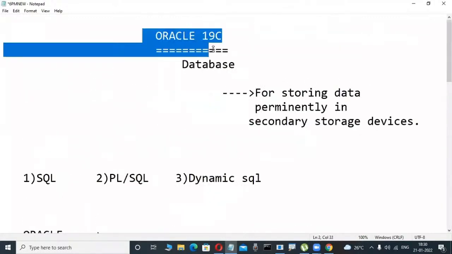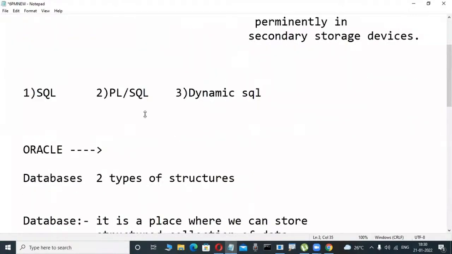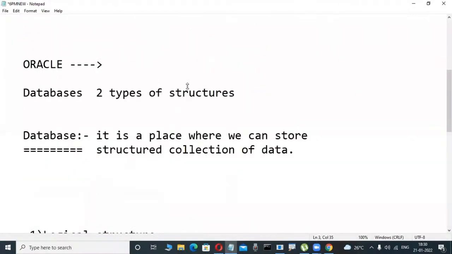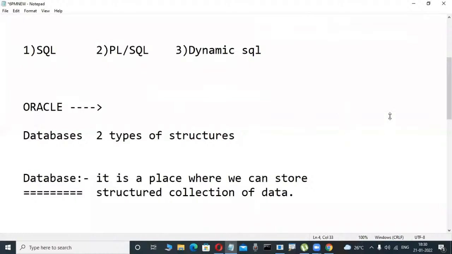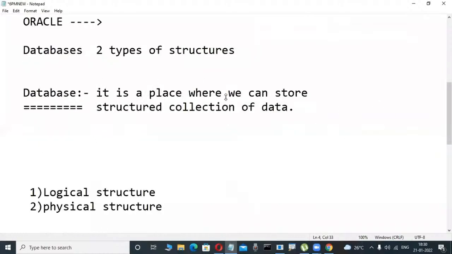Actually, whenever we are installing this type of Oracle or relational database software, what is a database actually? It is a place. Whenever we are installing this type of software, automatically some place is reserved in the hard disk. In that place only we can store a structured collection of data.